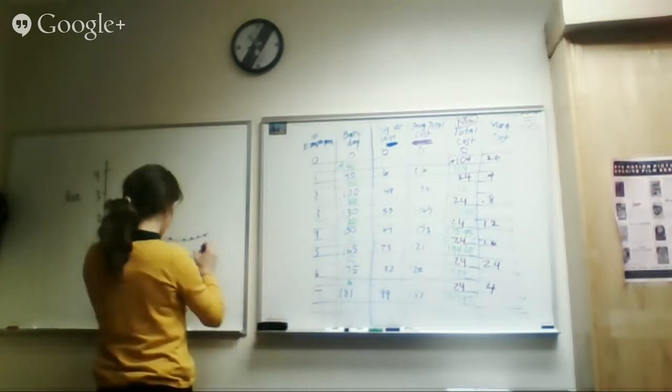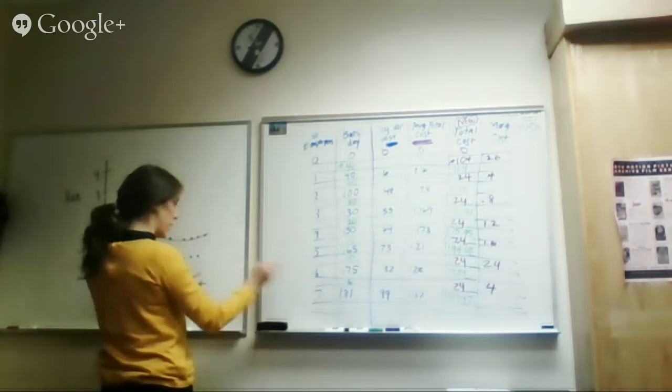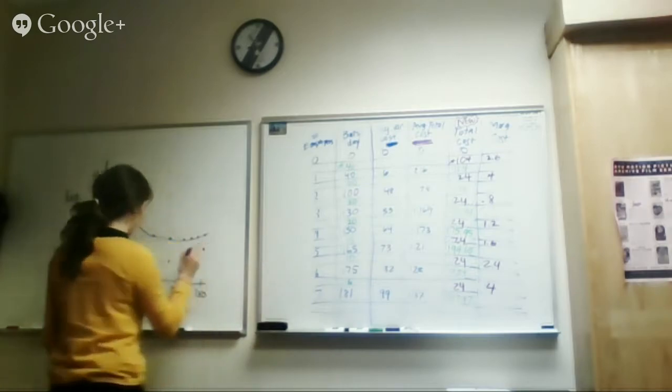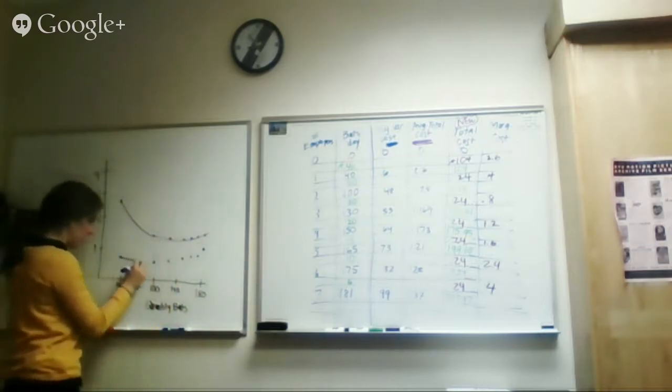175 is going to be 0.82. And then 180 is going to be about 0.99, about 1. So this is our average variable cost curve.